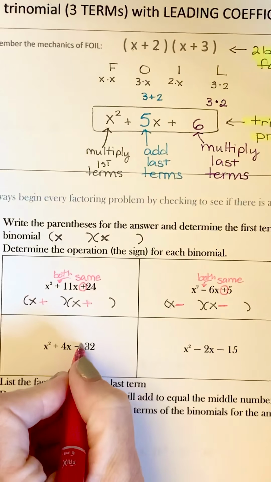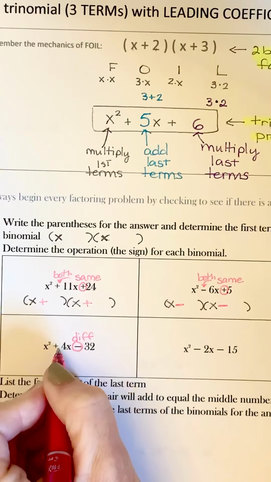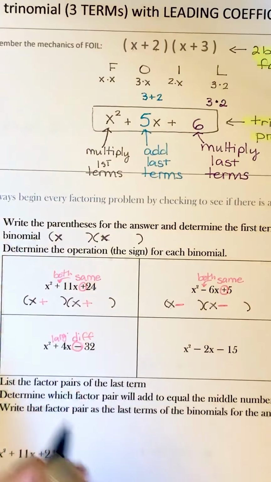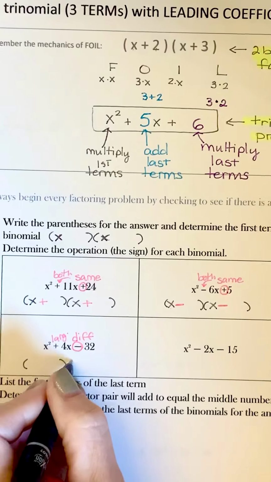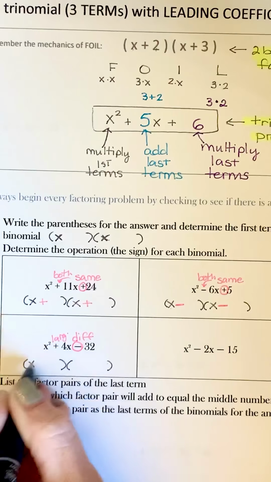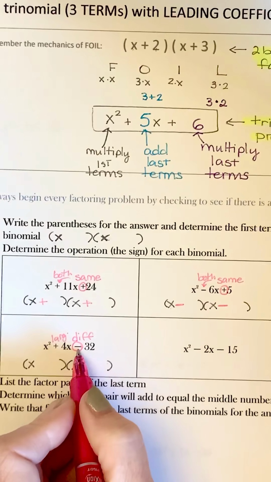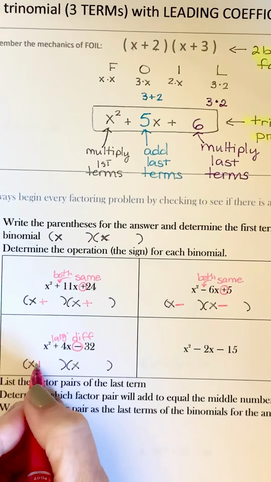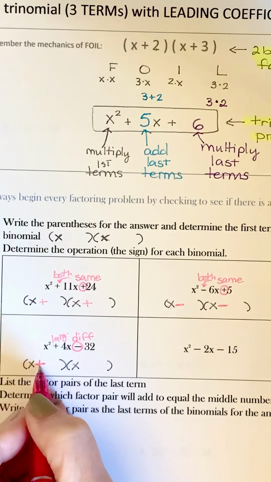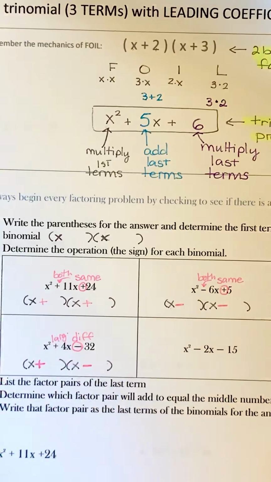Okay, if that last term is a minus sign, then the signs are going to be different, and the larger number will be positive. All right, so step 1 is to write my binomials, parentheses. This is an x squared, so I know first terms are going to be x times x. This is a minus sign, so I know the signs are going to be different. The larger number will be positive, and the smaller number will be negative, and you'll see in a minute.